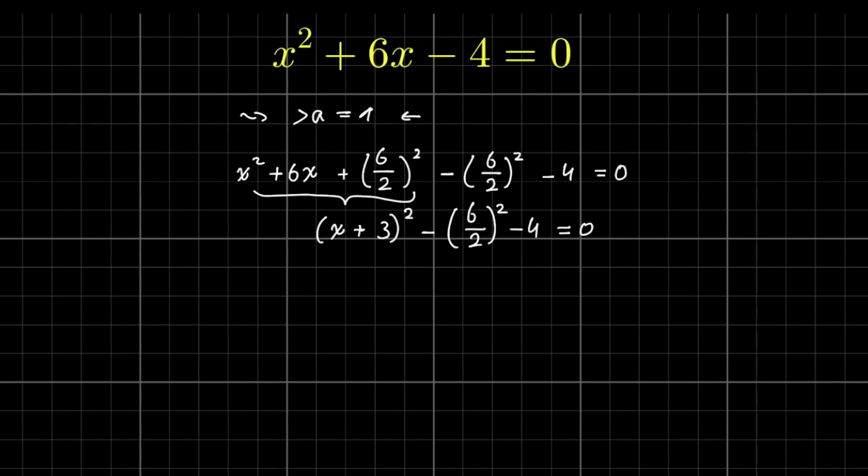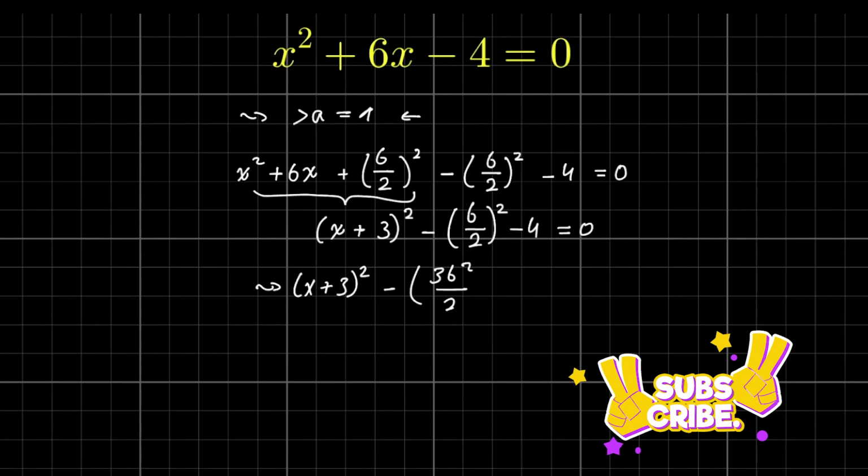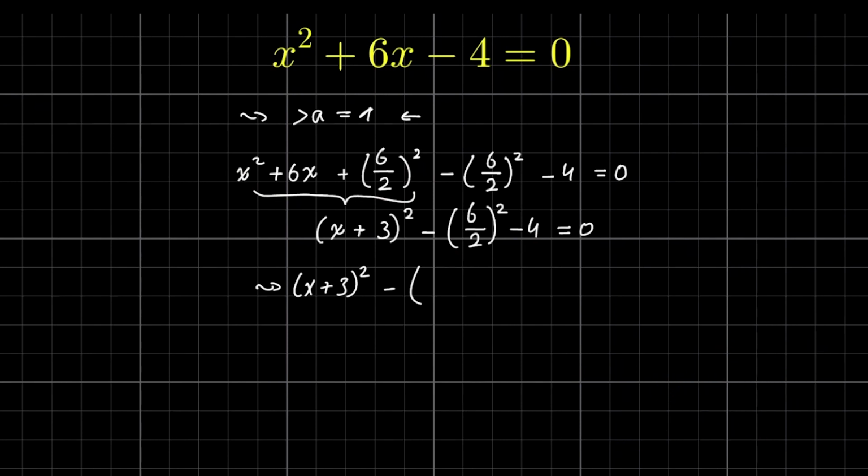And then simplifying that, I'll get x plus 3 squared minus. And when I have a fraction squared, it means the numerator and the denominator are both going to be squared. So I'm going to have 6 squared over 2 squared, which is 36 over 4. Or I can do something easier: I'll do the operation that is inside the parentheses first, which is 6 over 2, and that is going to be 3. And then I'm going to square that. And that is going to be nothing but a 9, minus 4. That is going to be equal to 0.